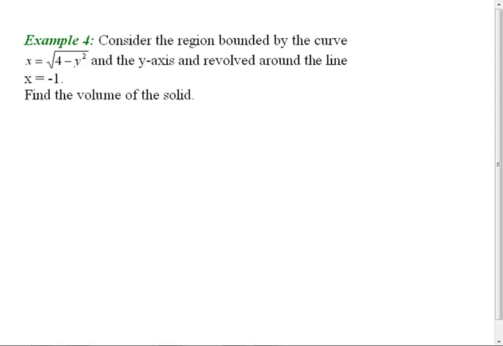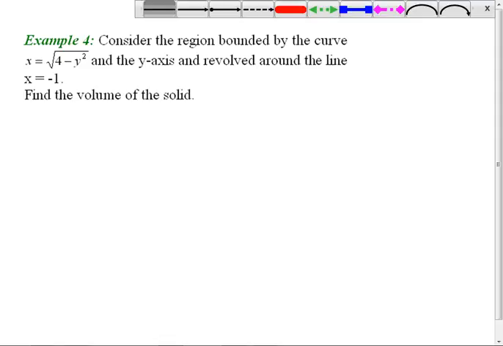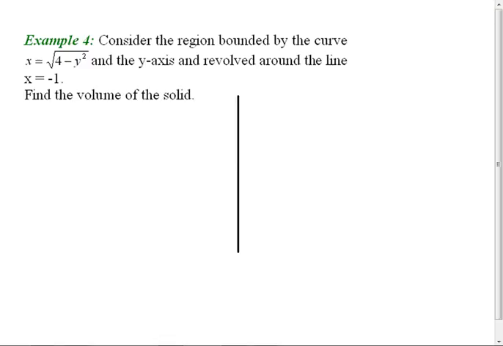It says, consider the region bounded by the curve, and I have no idea what that looks like, x equals the square root of 4 minus y squared, and the y-axis, and revolved around a line other than the axis. So we're going to draw this as best we can. So if you're doing something else, put it away.